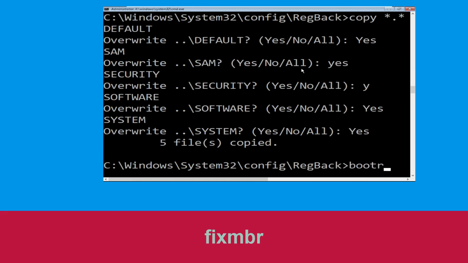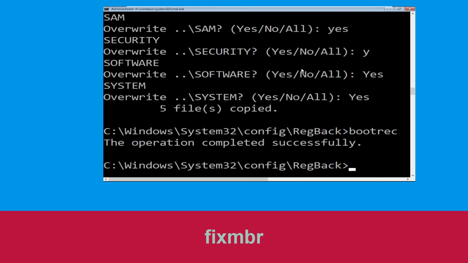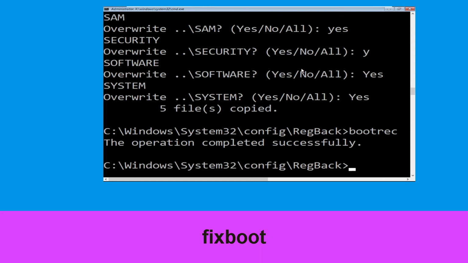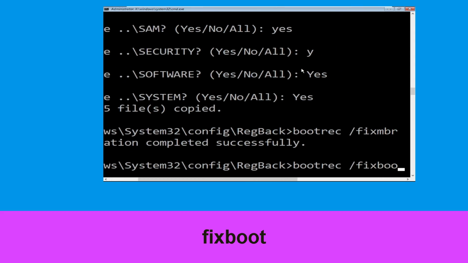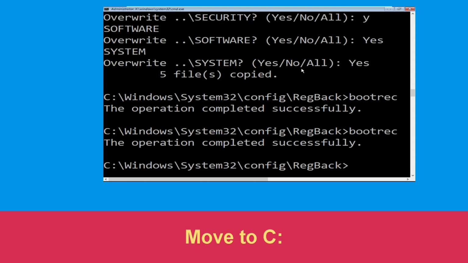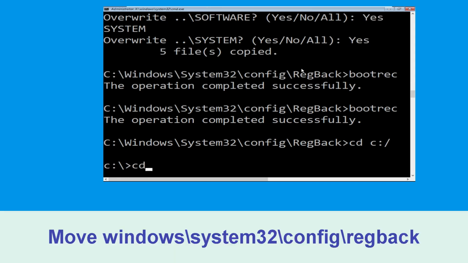Now type bootrec space /fixmbr and hit enter to execute the command. Type bootrec space /fixboot and hit enter. Now execute this command. cd space c:/. Now type cd space windows/system32/config/regback and hit enter to execute.